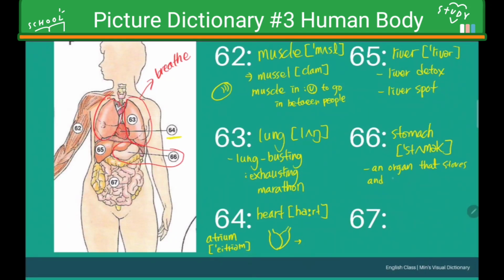and digests food. Okay? And we also use the term butterfly in the stomach. I'm pretty sure you heard of this phrase a lot. It means nervous. I have butterfly in my stomach means I'm very nervous.